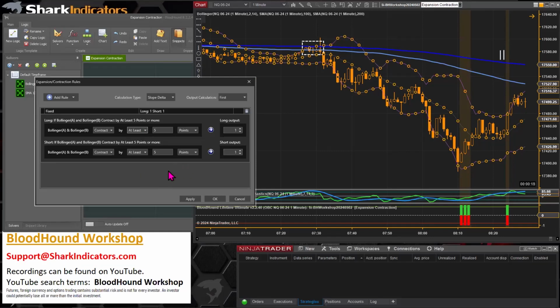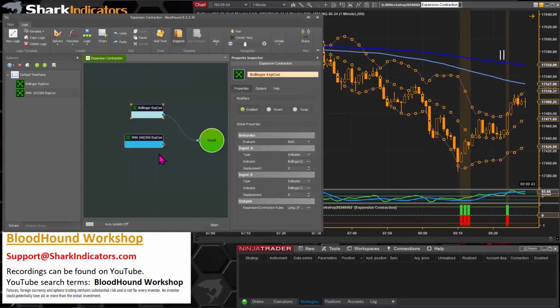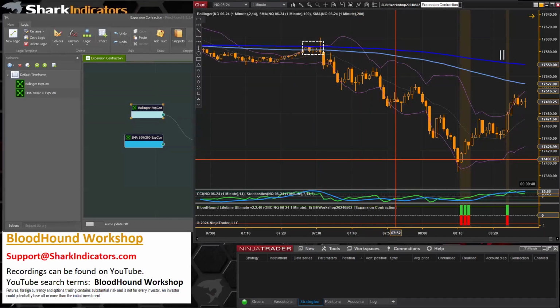Let's see what else here. Yeah, I guess just to go over this real quickly: as with all of these rules windows here, you do have different measurement units. So this has points and ticks, so you can check whether something's moving in points or ticks, like so. And let's see what else. All right, yeah, so one more example here.